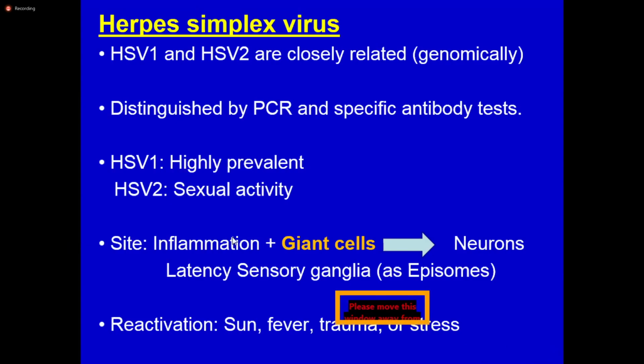At the site of infection there will be inflammation and giant cells for phagocytosis to engulf the virus, and then latency in the neurons, in the sensory ganglia. They are called episomes in the sensory ganglia. Reactivation occurs, as I said, when the immune system is suppressed. It can also be reactivated through excessive sun exposure. Some people who are not tolerant to sun exposure may get it.